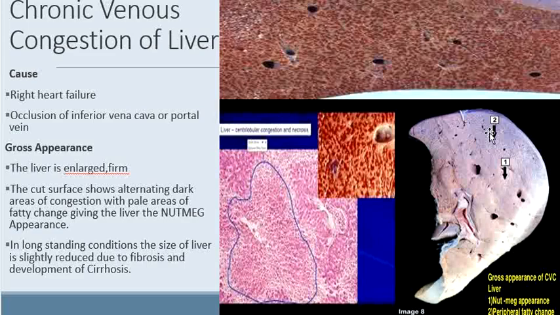In cirrhosis, the fibrous scarring of the liver impairs return of blood to portal vein, thereby increasing venous pressure in portal vein tributaries and causing fluid to leak in the peritoneal cavity.